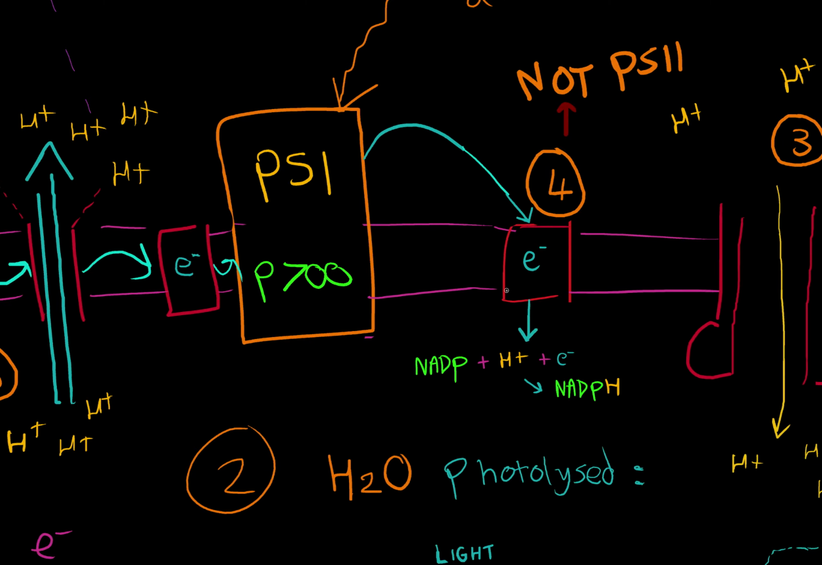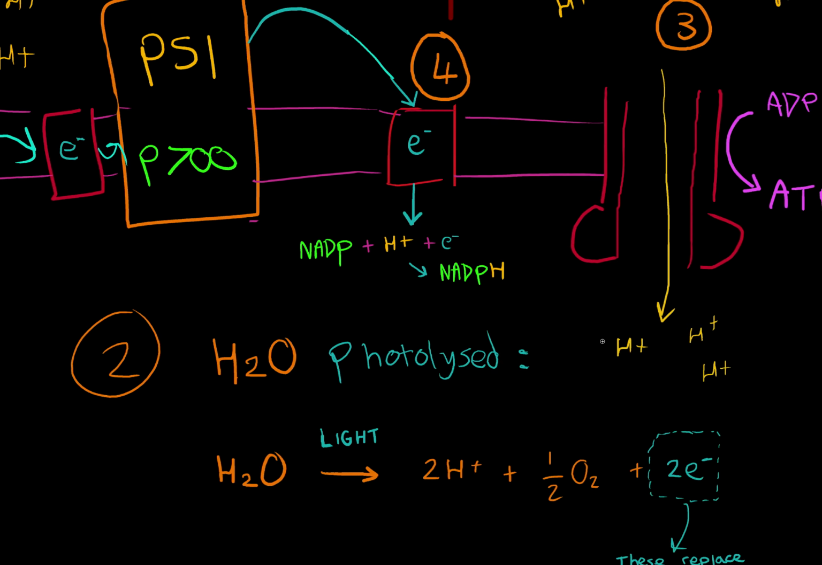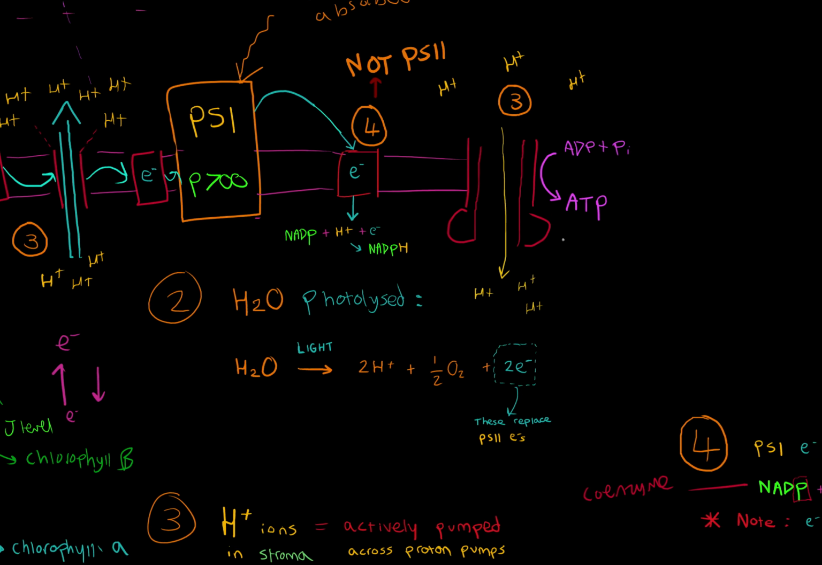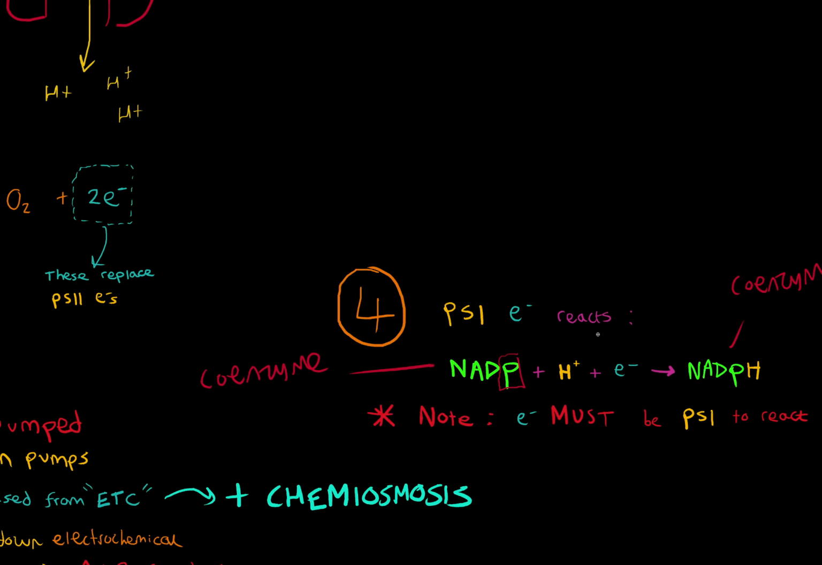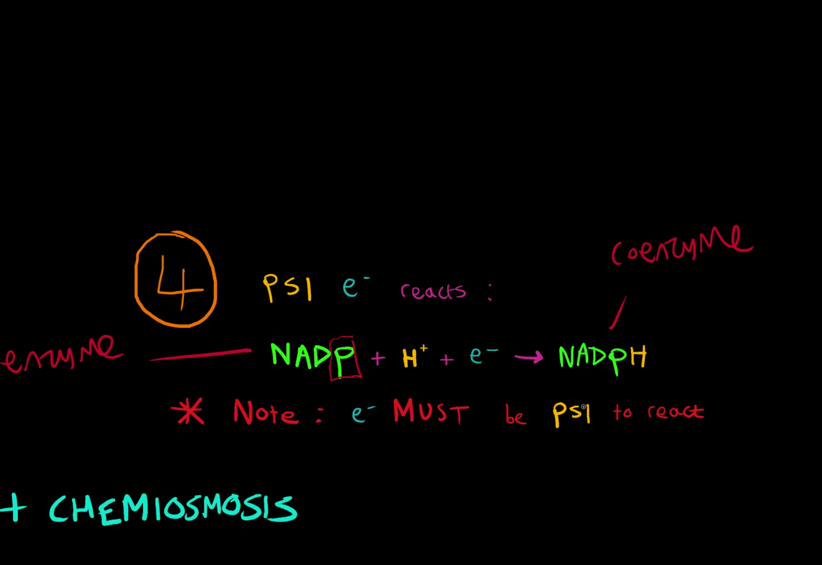So the PS1 electron is like in a relay race, the last baton carrier. He's the last one in the race to hold that baton. And what he does is react with NADP and H plus to form NADPH. Please remember to say that the electron that forms NADPH must be from PS1, because the energy of PS1 is high enough to react with NADP and H plus.